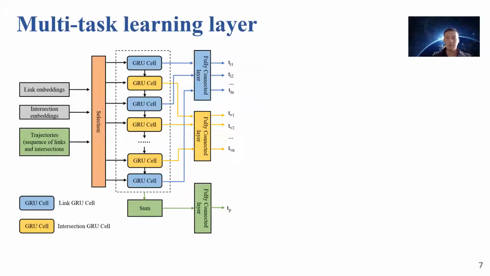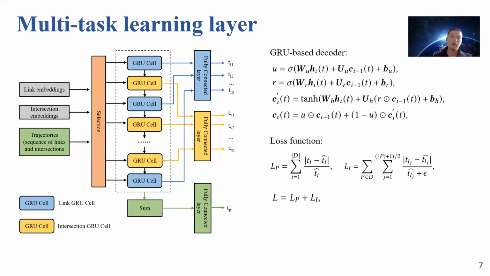Multitask learning layer is the last part of our model. In this part, we adopt the GRU network as the decoder to model the trajectory sequence. In this manner, we can obtain the link time estimation at every step. Meanwhile, we can aggregate the representation from GRU cells to obtain the estimation of the entire path. The computation process is shown in this equation, the GRU-based decoder and the loss function.